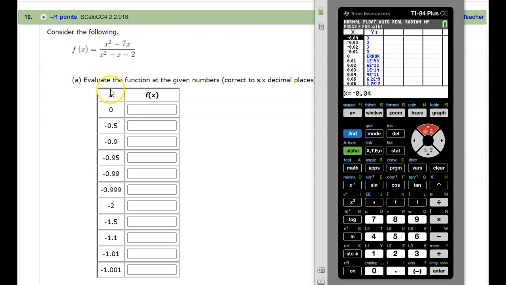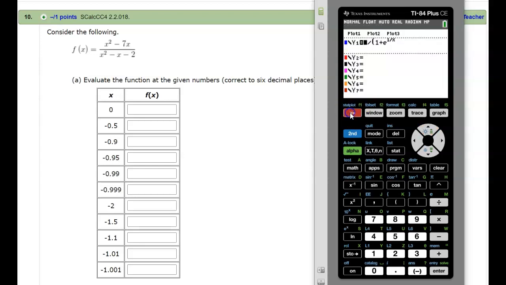For number 10, the x values aren't equally spaced, so it's not probably going to be easy to get these x values by going through the calculator like this. I would start with y equals and put in the function, clear, parentheses, x squared minus 7x, close parentheses, divided by parentheses, x squared minus x minus 2. They're asking for 6 decimal places here. This will be on the test. You might have as many as these numbers to put on to your problem. So you should be able to do this pretty easily with your calculator.